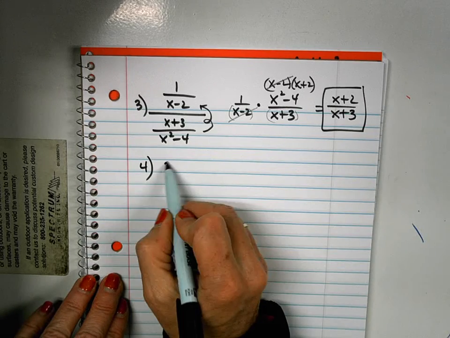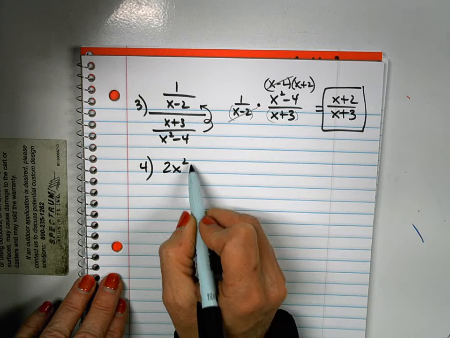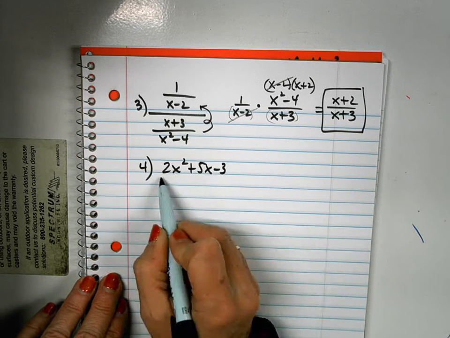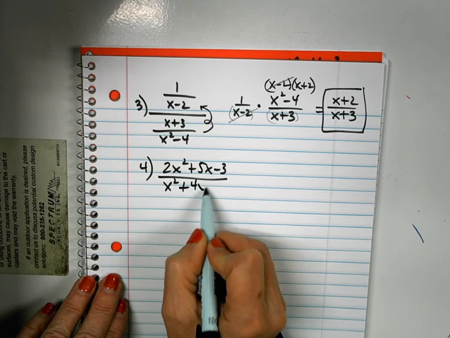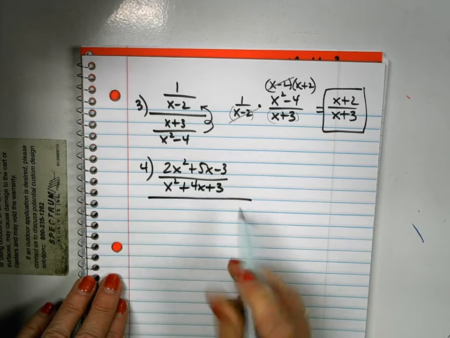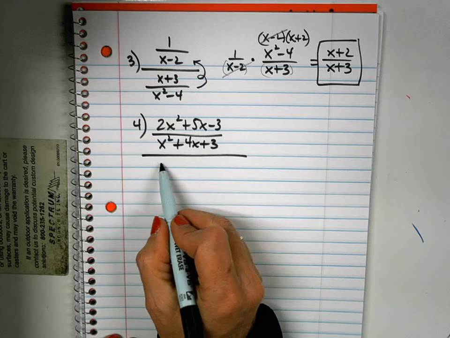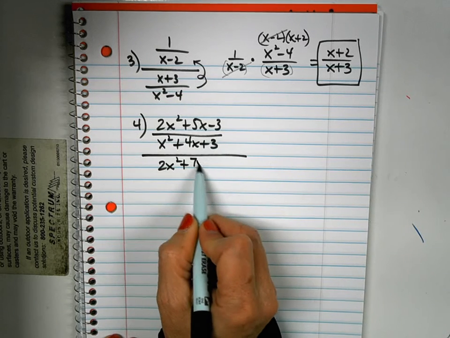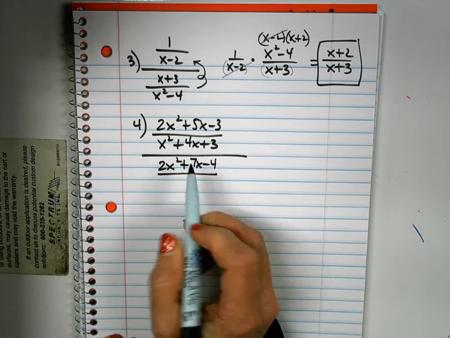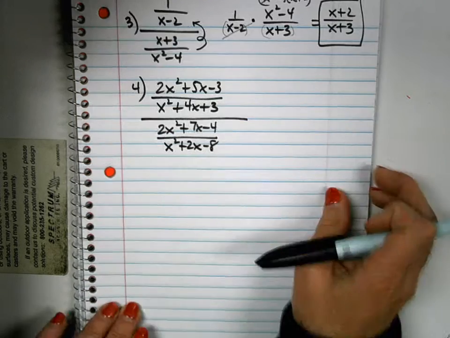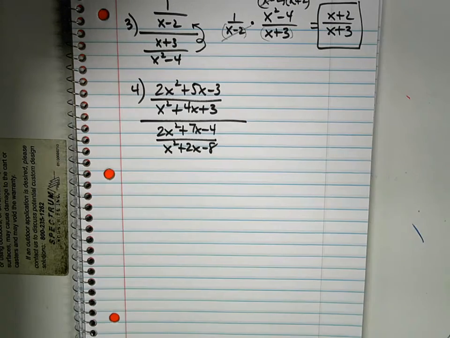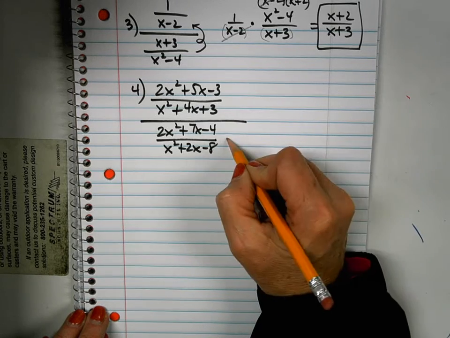2x squared plus 5x minus 3 over x squared plus 4x plus 3, over 2x squared plus 7x minus 4 over x squared plus 2x minus 8. Okay, so again, this is a fraction divided by a fraction. We flip which one? The denominator. Take it, flip it over, and multiply.